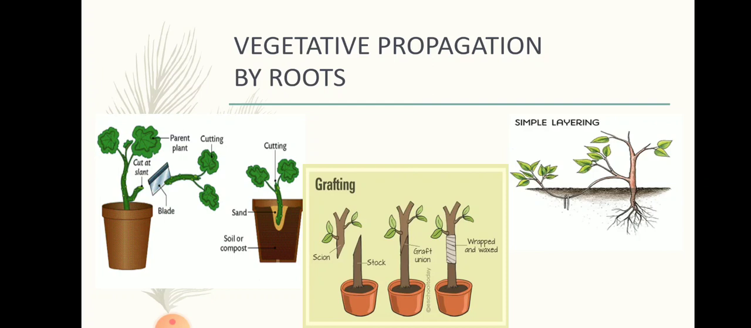Then the next method which you can see here is layering. Now in plants like jasmine and rose, a lower branch of the plant is bent into the ground, as you can see here in the diagram. After a few days, roots arise from the branch which has been bent down, and they grow into new plantlets. These plantlets then after some time get separated from the parent plant and become mature.